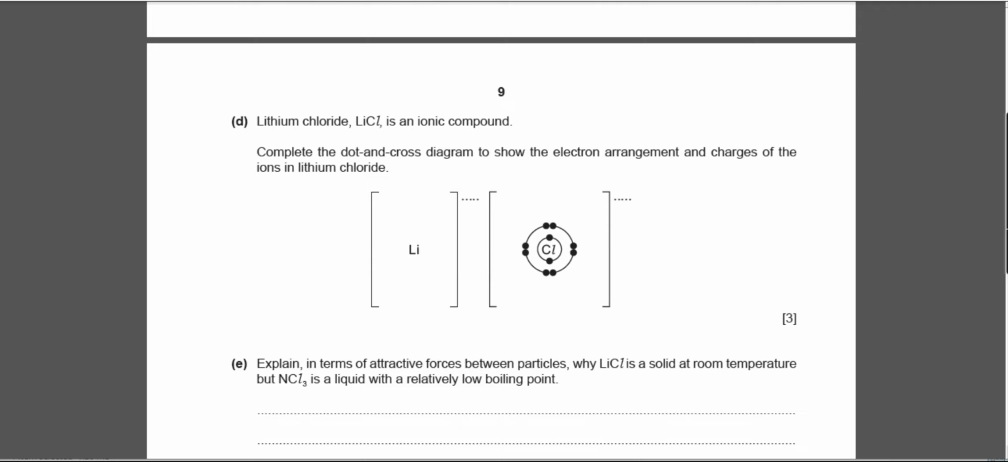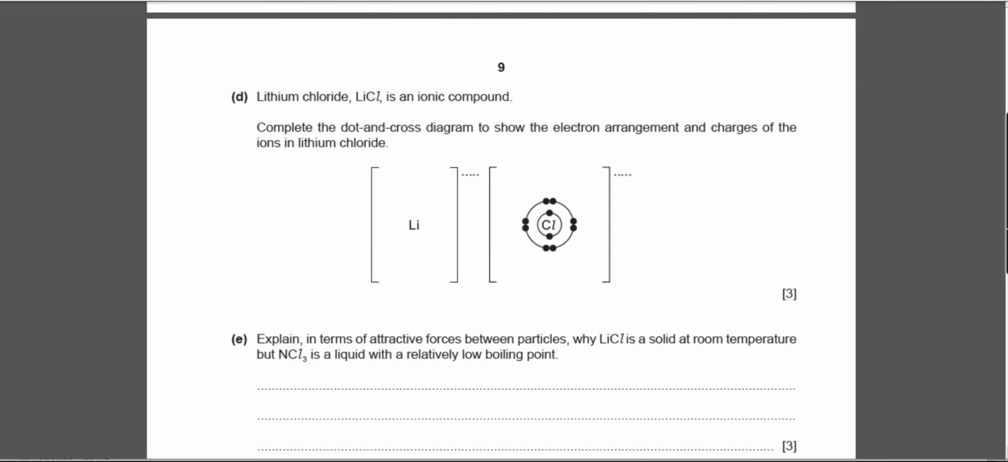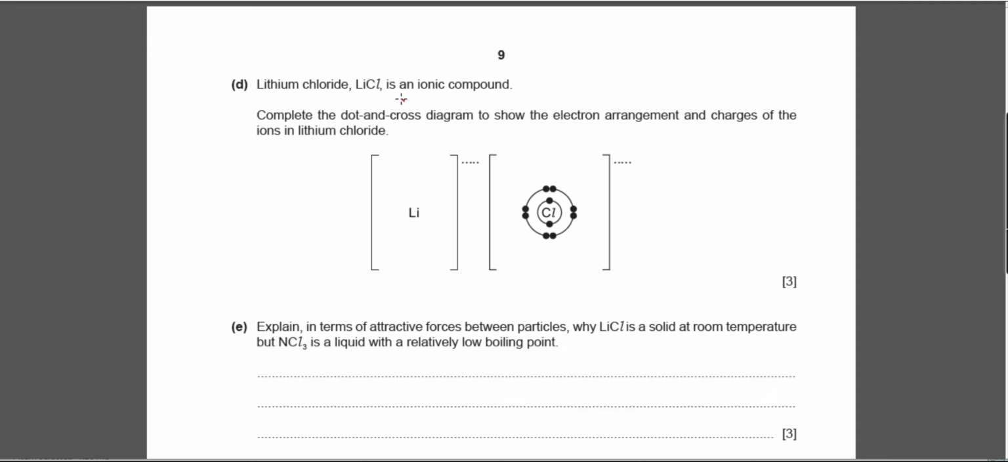Okay, proceeding. Next is the structure of lithium chloride, which is an ionic compound, as clearly mentioned here. Then complete the dot and cross diagram to show the electron arrangement and charges of the ions in lithium chloride. For this again, lithium has atomic number 3, meaning it has 3 electrons, and the structure is 2, 1. So it can easily lose 1 electron. For this, I'm going to show only its first electronic shell, in which it has 2 electrons. One is lost, so it will have a charge of 1 plus.